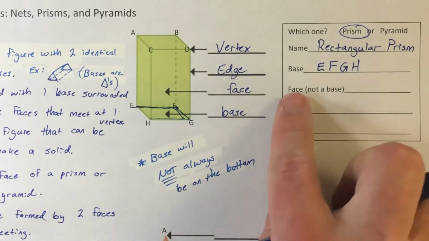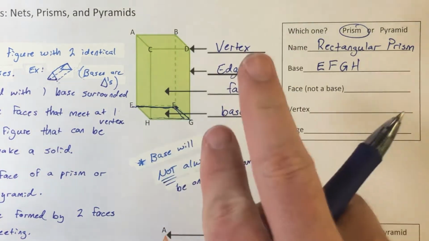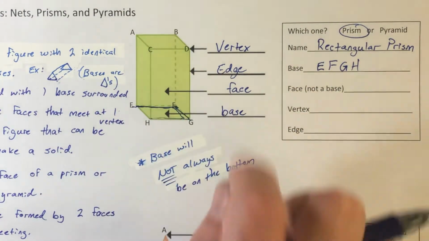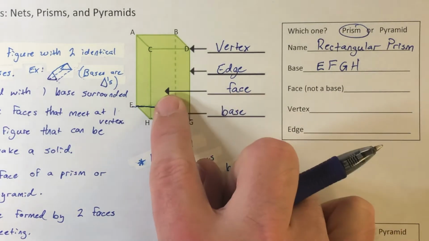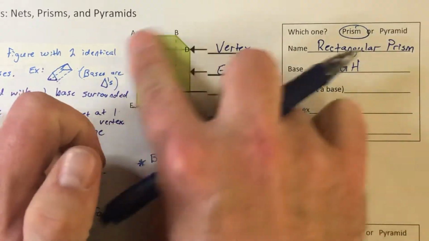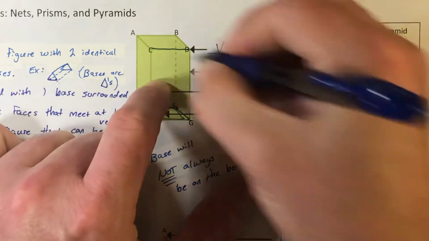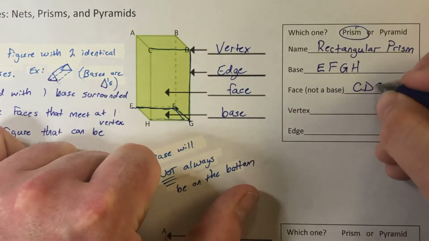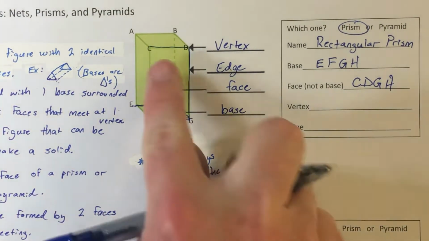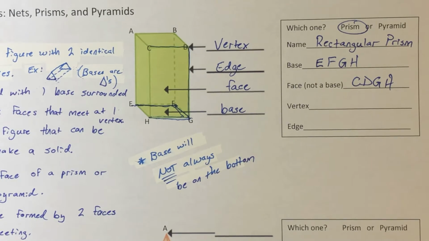Okay, next. I want a face, but I don't want a base, meaning I want a surface that's, in this example, not the top and bottom. So I want the front, left, back, or the right side. Let's go with the one they're pointing at, which is the front face. So again, go clockwise or counterclockwise. I just like going clockwise. So we're going to start with C, then D, then G, and H. So rectangle CDGH is considered our face. That's not a base.